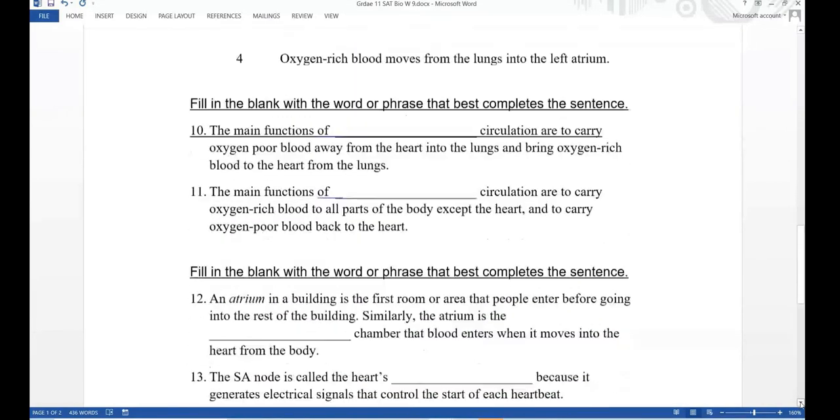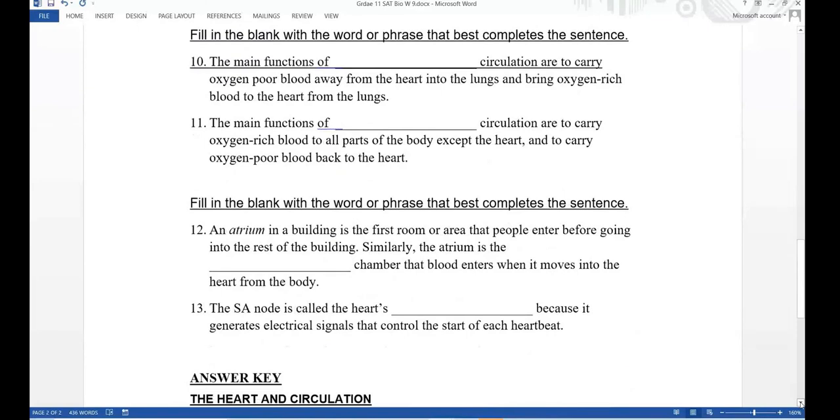Fill in the blanks with the word or phrase that best completes the sentence. The main function of dash circulation is to carry oxygen-poor blood away from the heart into the lungs and bring oxygen-rich blood to the heart from the lungs. Which circulation is this? Is it pulmonary or systemic circulation? Miss, pulmonary. Very good. It is pulmonary circulation.